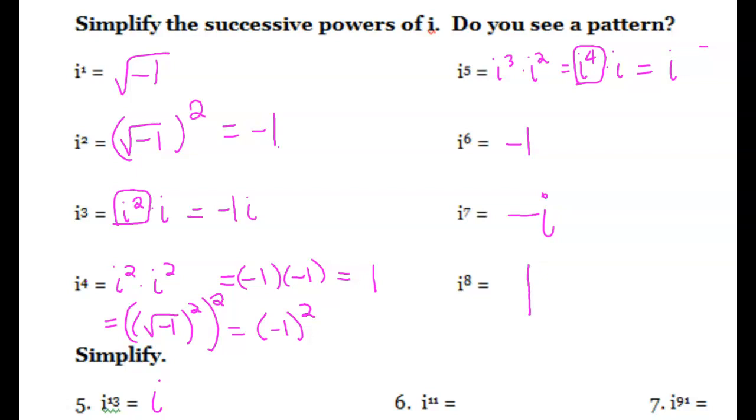So what are we looking for then? How do I simplify these? I'm looking for multiples of 4, because every multiple of 4 is going to become a 1. Then you just have to say, okay, how many numbers past the multiple of 4 is it? So 13 is 1 past the multiple of 4, because 12 is a multiple of 4. So 1 past becomes i.